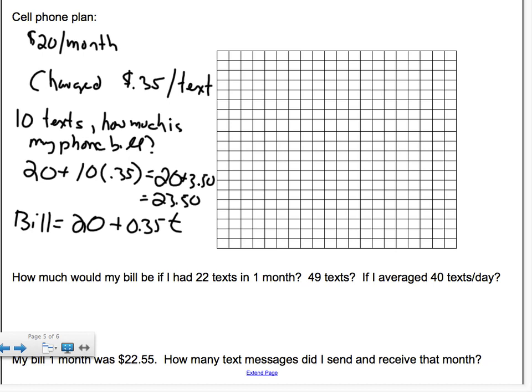So how can I represent this graphically? So let's set up my scale. Here, what's my independent variable? The number of texts, because that's going to affect my phone bill, right? And here's my phone bill. So here I'm going to start off with 20, and let's just say I go up by 21, 22. And here the texts start off 0, 1, 2, 3.